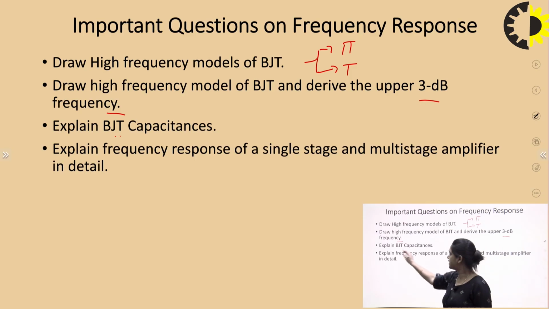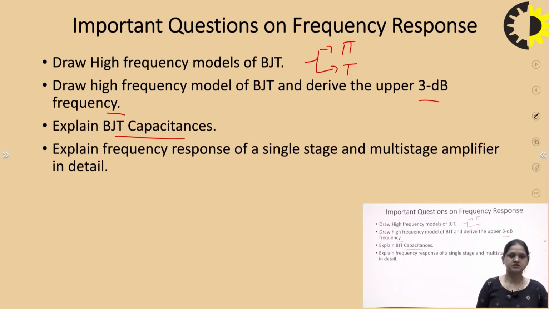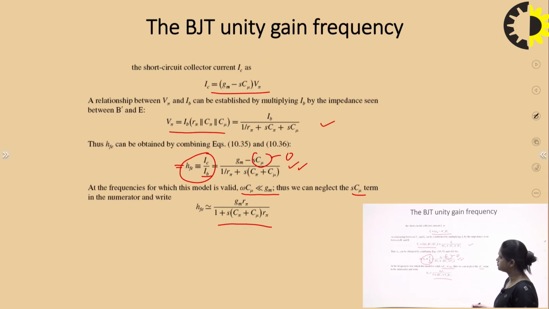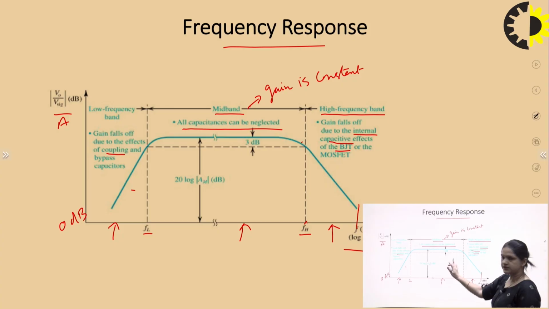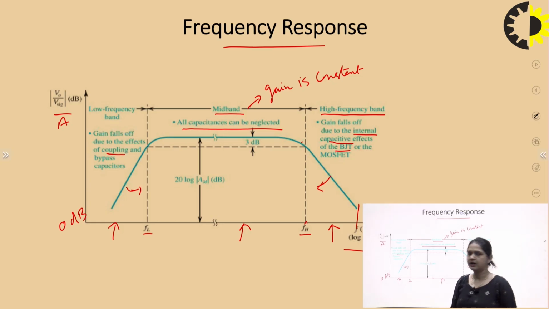The next question can be: explain the BJT capacitances. So you have to explain both the capacitances in detail. The last question can be: explain the frequency response of single stage and multi-stage amplifier in detail. We have studied the single stage amplifier frequency response through this slide. When we use multi-stage, the gain can be increased, and in the case of multi-stage, this graph can approach the ideal situation. So the multi-stage amplifier can also be discussed.